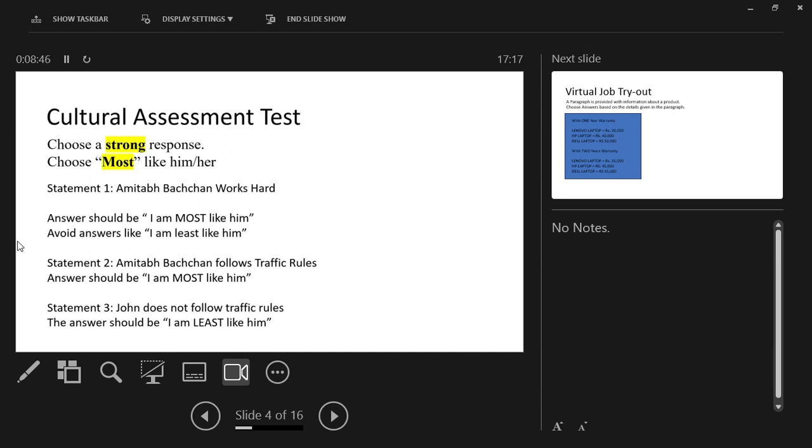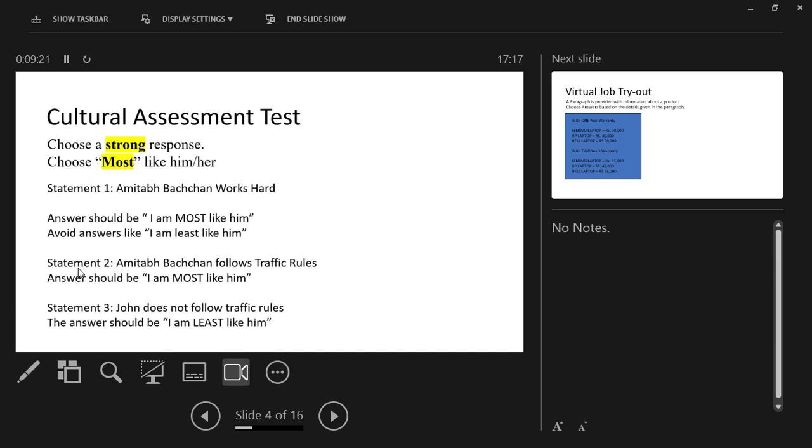Amitabh Bachchan is a hard worker and I am also a very hard worker, so I am most like him. If I choose more like him, then it just means that I am also a hard working person, but sometimes I don't work hard. So I need to choose most, M-O-S-T, most like him. We need to choose a strong response here. So always choose most, M-O-S-T, most like him.